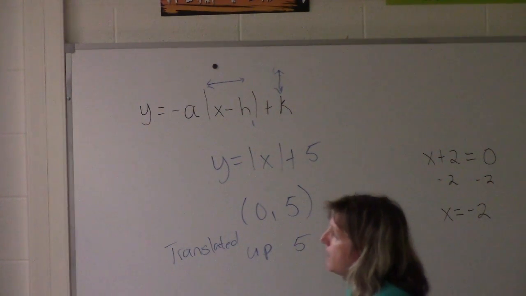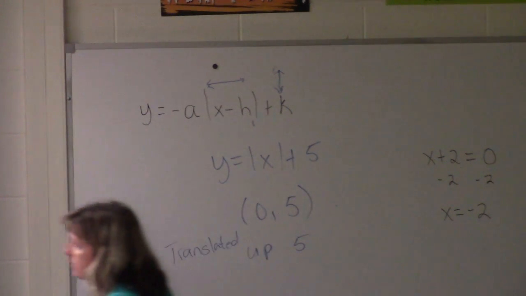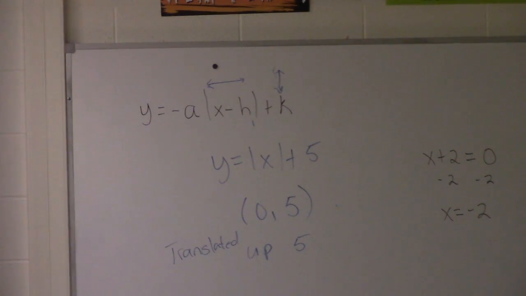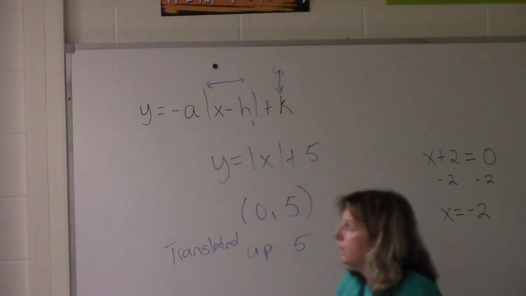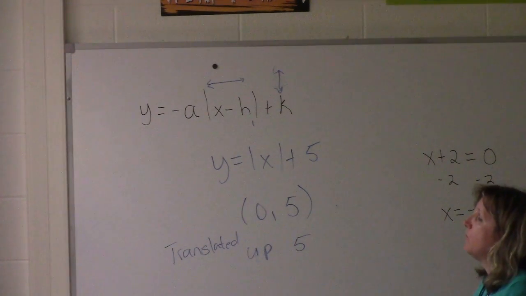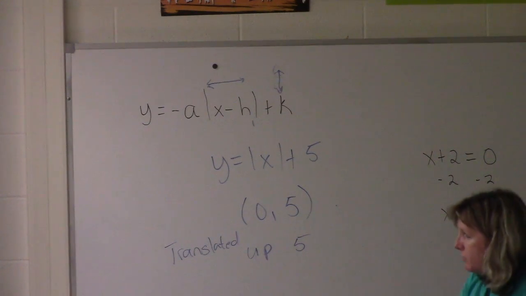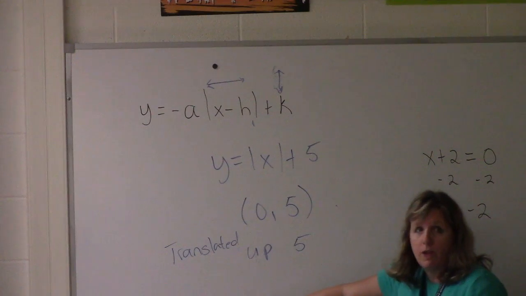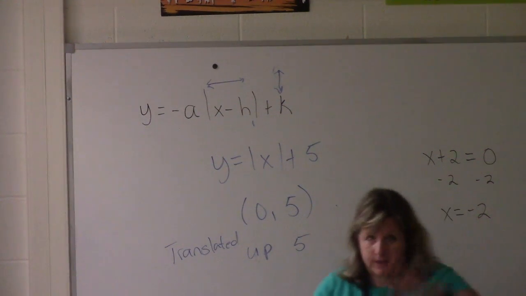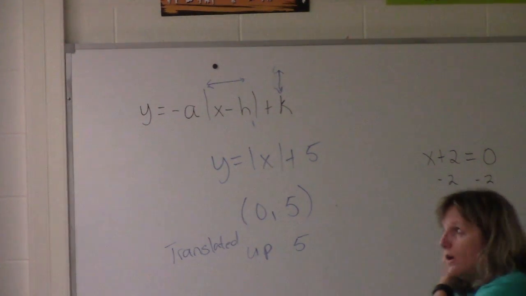Looking at B here, which way did I go, left or right? Remember, inside I go the opposite way that I think. The 7 is on the right side, so you went left. You went left 7 and down 3. Down 3. Good.